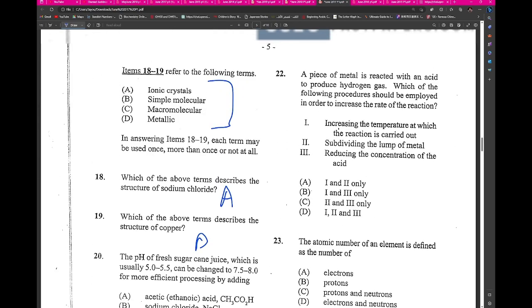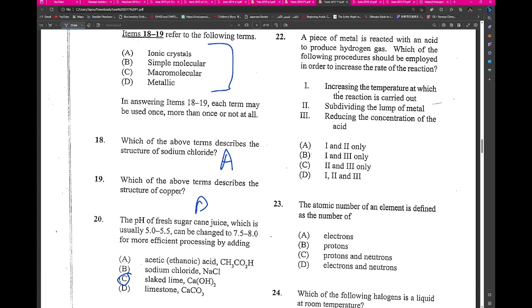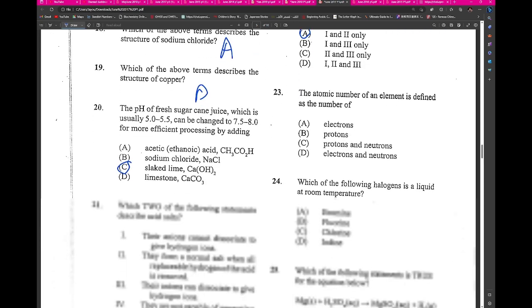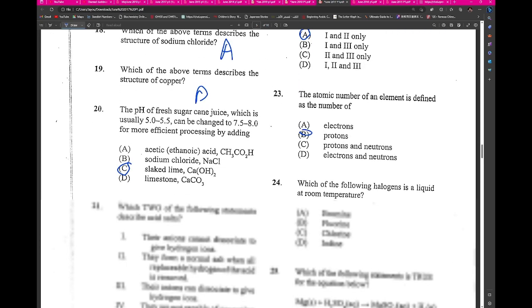A piece of metal is reacted with an acid to produce hydrogen gas. Which of the following procedures should be employed in order to increase the rate of reaction? We can subdivide the metal and increase the temperature. Yes, 1 and 2.